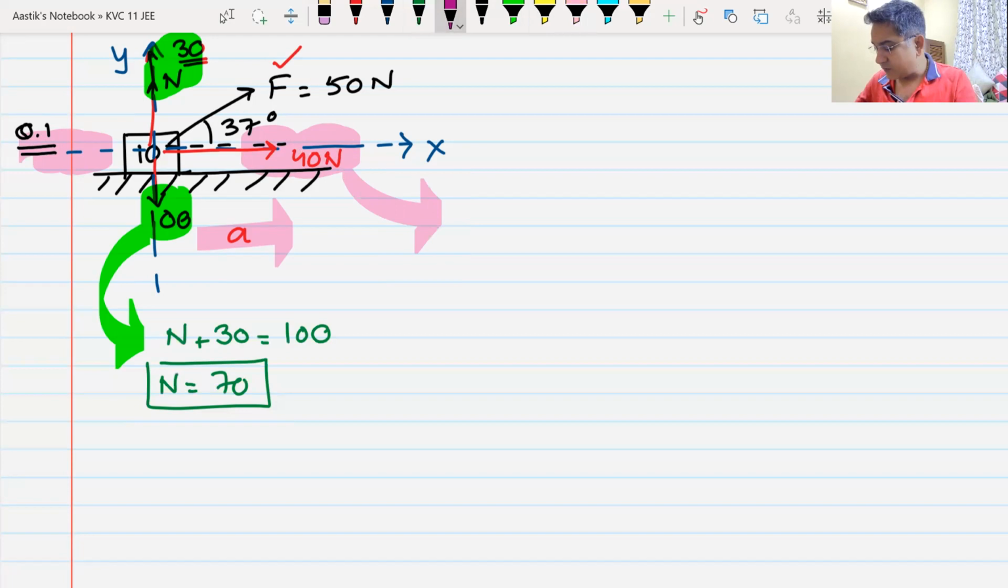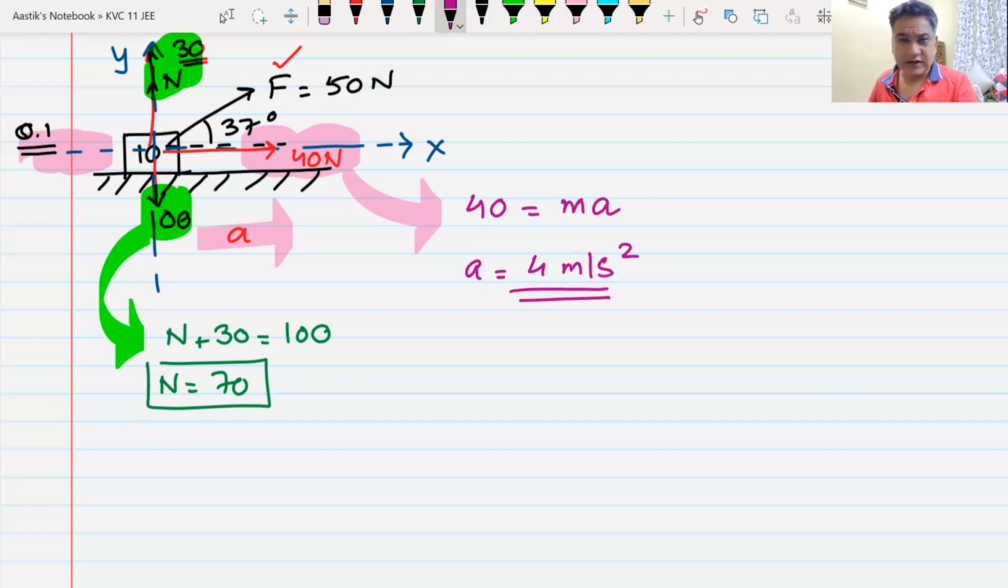So the equation would be force is 40 Newtons. That must be equal to m into a. M is given as 10 kg. So your acceleration becomes 4 meter per second square. And that is the answer that we were looking at. They can also ask you what is the value of normal reaction. I've also got the answer for the normal reaction. It is 70 newtons. The acceleration of the body is 4 meter per second square. Do we get this, everyone? How many of you got this answer?